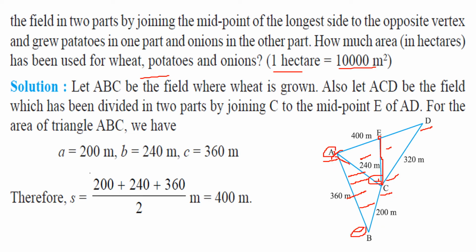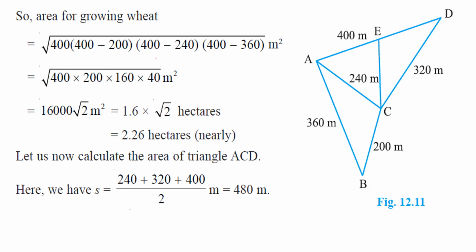The sides are 240, 200, 360. This is being given in the question. So A plus B plus C by 2 will be S. So S minus A, that is 400 minus 200, 400 minus 240 and 400 minus 360. So this is your formula: S into S minus A, S minus B, S minus C under root. This will be 16,000, but 1,000 we are taking as 1 hectare. So 1.6 into root 2, taking root 2 as 1.414, this will be nearly equal to 2.26.